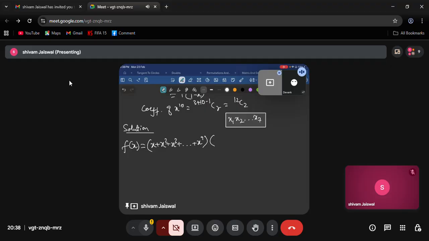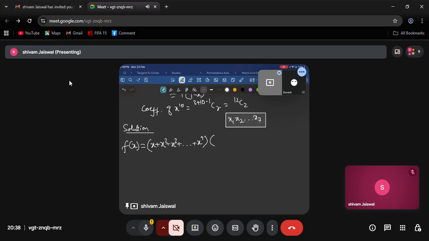If x1 can take 1, I have written x. If x1 can take 2, I have written x squared. If x1 can take 3, I have written x cubed. Are you getting it? Yes, sir. So again, now tell me, what should be the polynomial for x2? Forget about the polynomial. What are the values x2 can take? Forget about the sum. You tell me what values x2 can take.